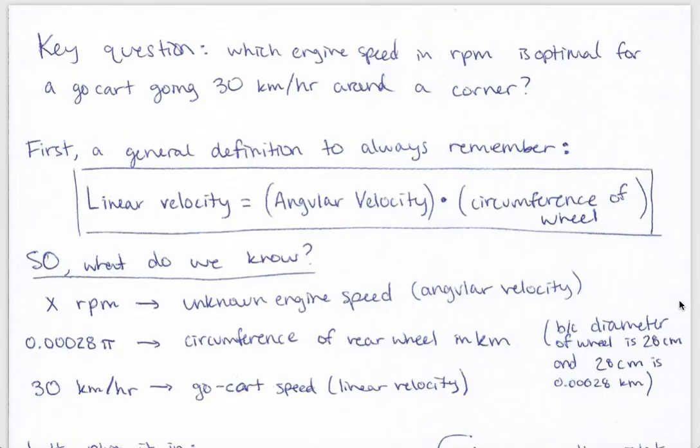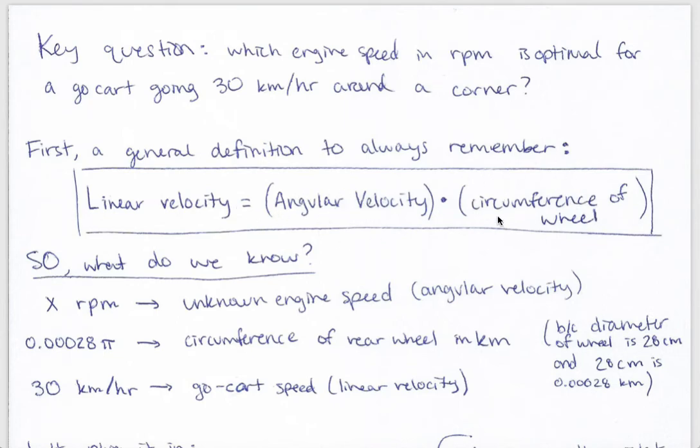Where do we go from here? My key question: which engine speed in RPMs is optimal for a go-kart going 30 kilometers per hour around a corner? First, we need to remember the general definition: linear velocity equals angular velocity times the circumference of the wheel. So what of this equation do we know? Well, first, linear velocity. That's our distance, how far we're going per minute or per second or per hour. Angular velocity is how many rotations we have.